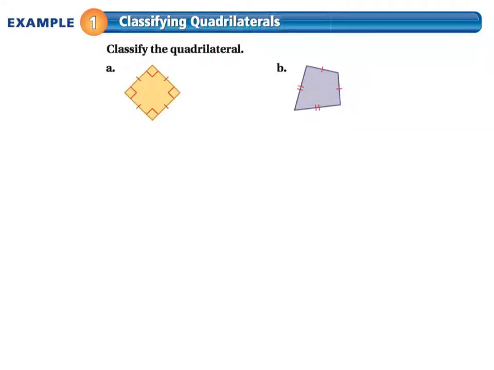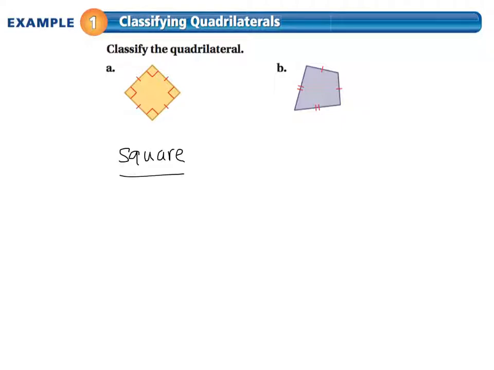We're going to start off really easy, and I want you to classify the quadrilateral. Now in A, you could tell me that's a rhombus or a square, a rectangle. That's not the most specific. Obviously, this is a square because all sides and angles are equal.